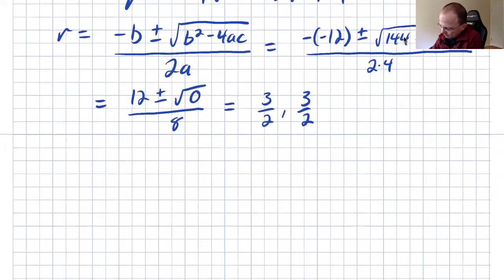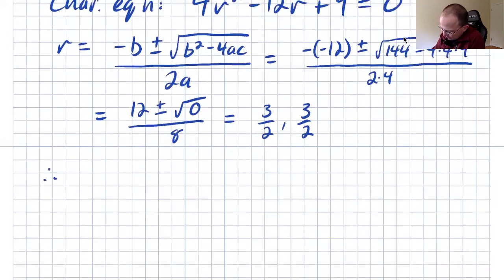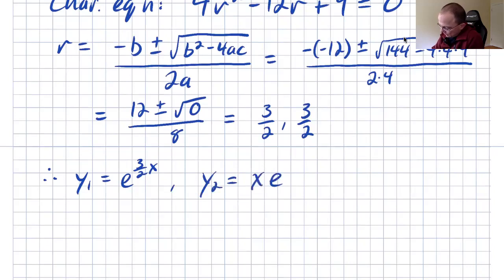Okay, so that means that y1 equals e to the 3 over 2 x, and y2, so when it's a repeated root, you just multiply by x, like that. So these are linearly independent solutions.